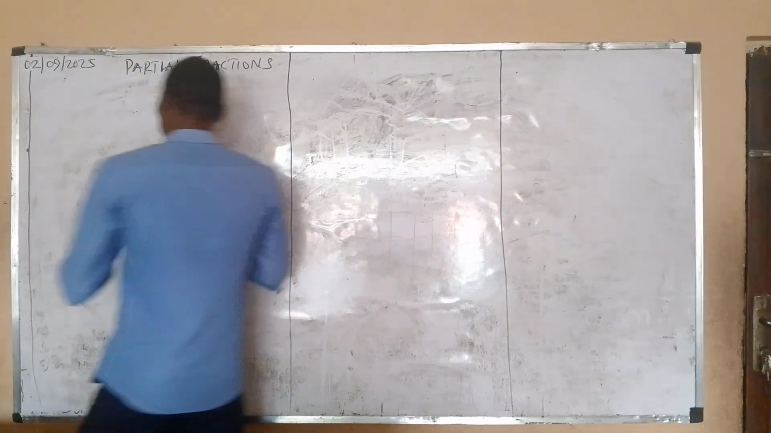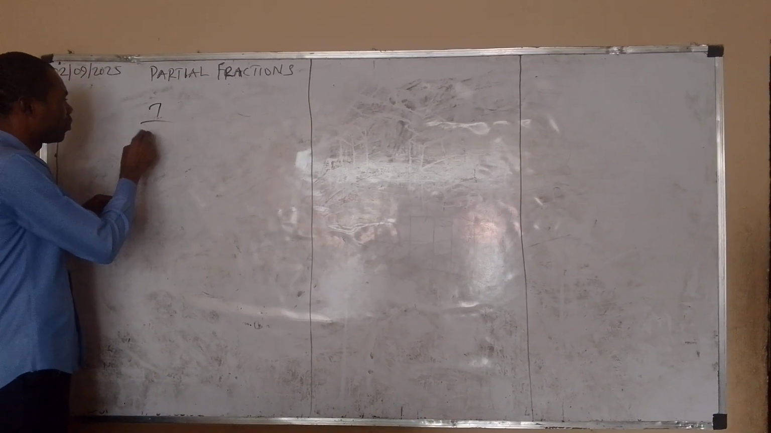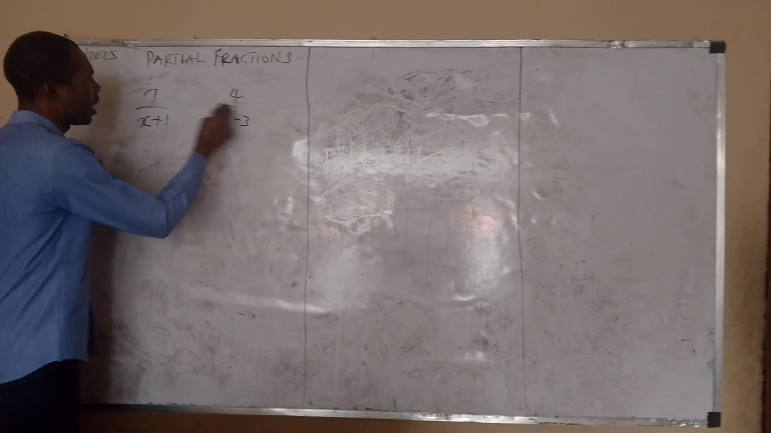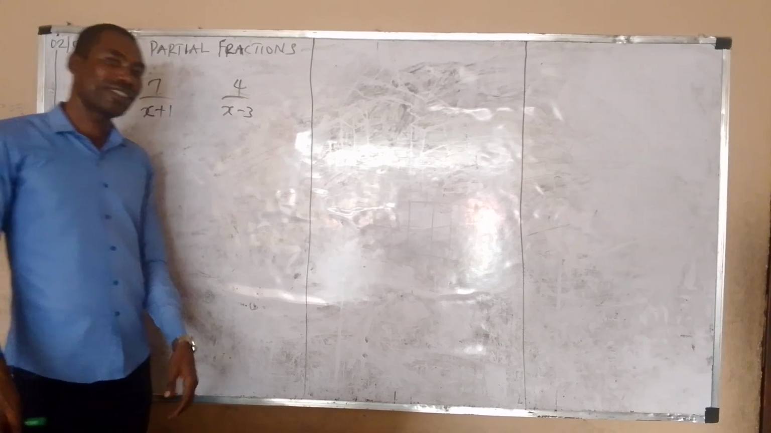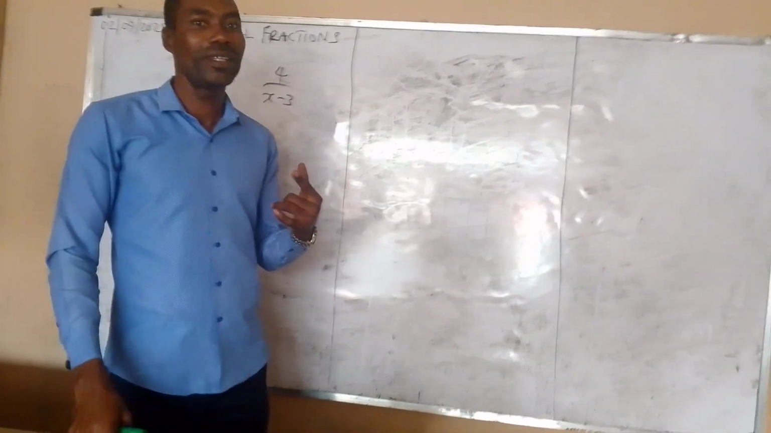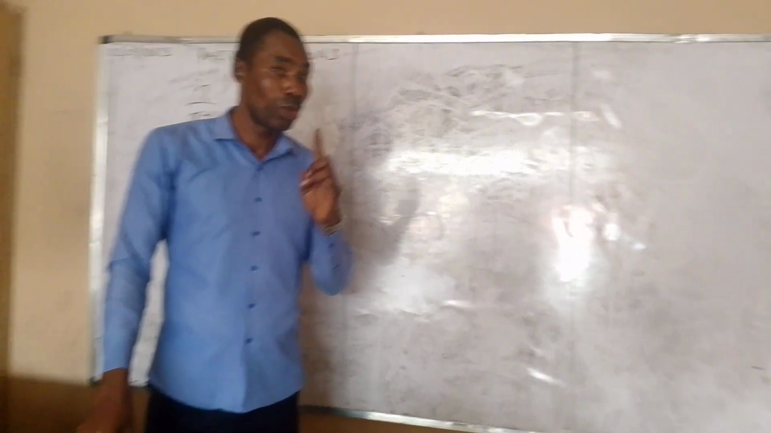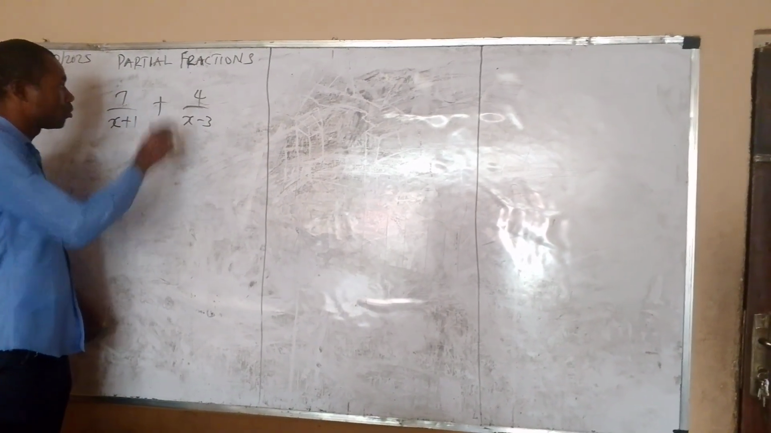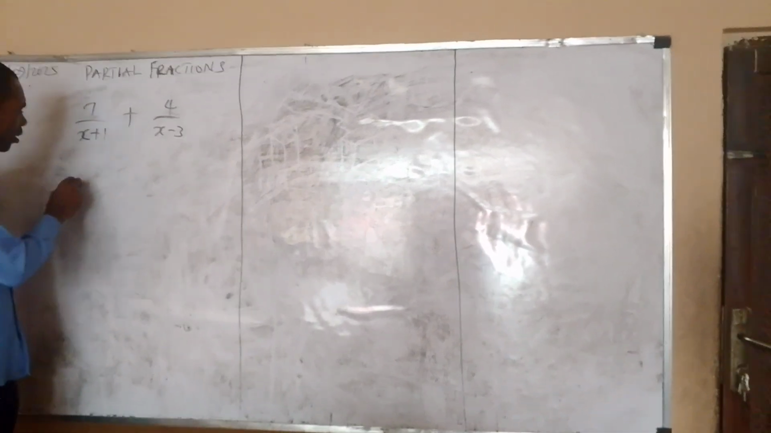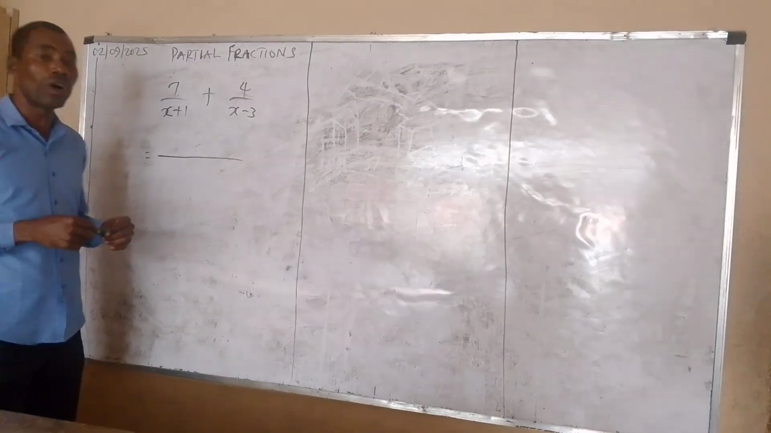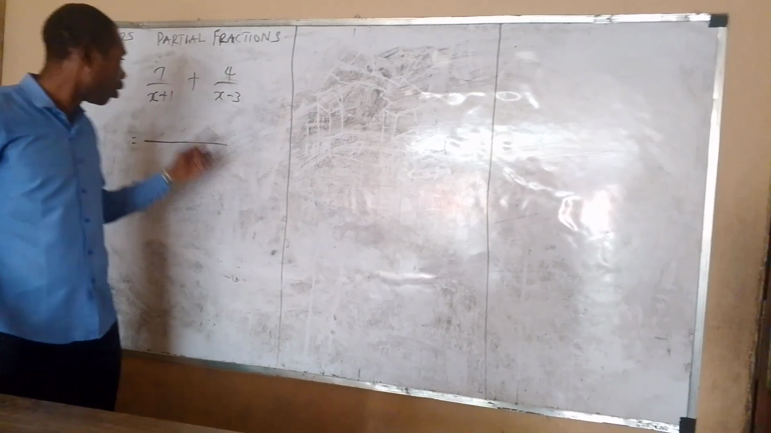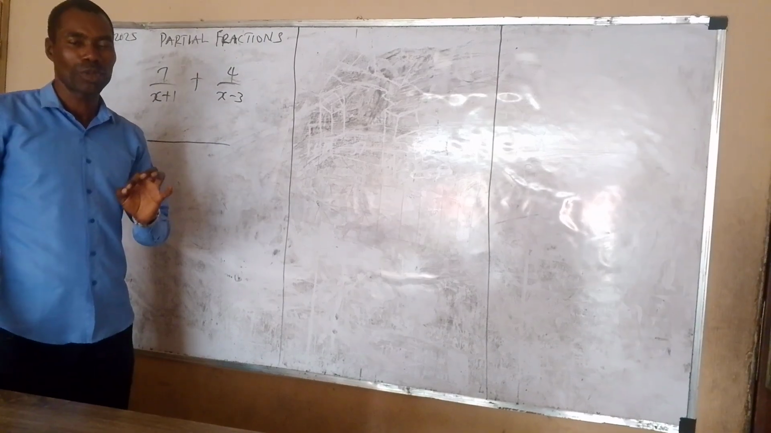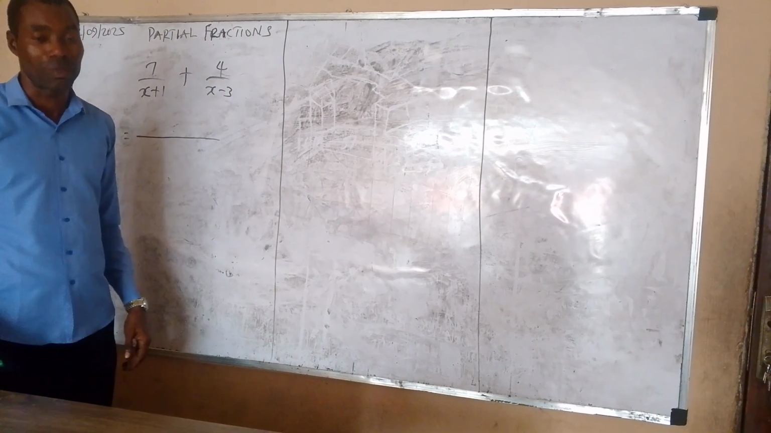If I give you two simple algebraic fractions, for example, 7 over x plus 1 and then 4 over x minus 3, and you are asked to combine these by summing them up to get a single compound algebraic fraction, what do you do? I add them up. Now let's add up these two. We find the LCM of the denominators of these two fractions. Once you understand this process, then you have a knowledge of what this topic is truly all about.